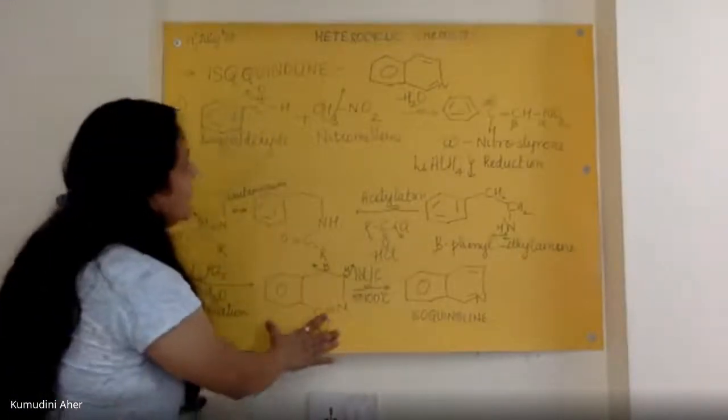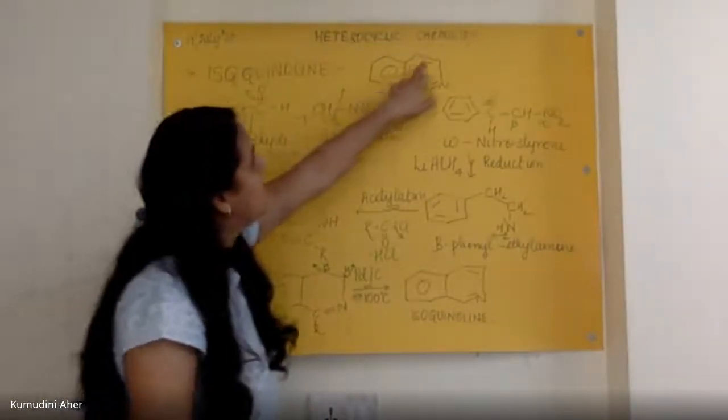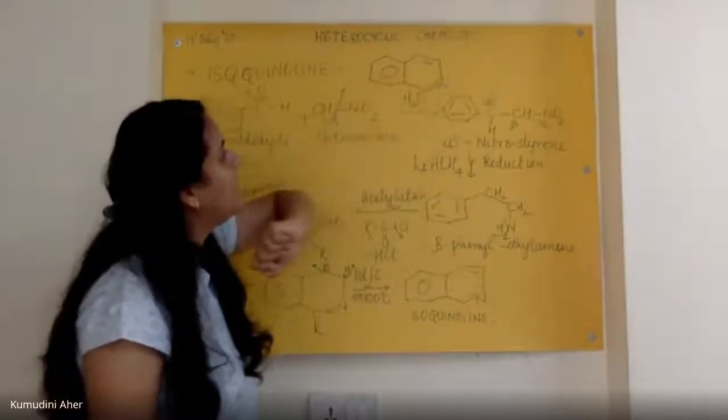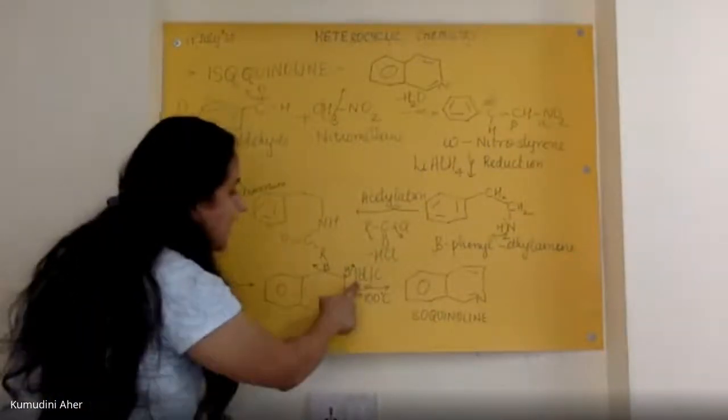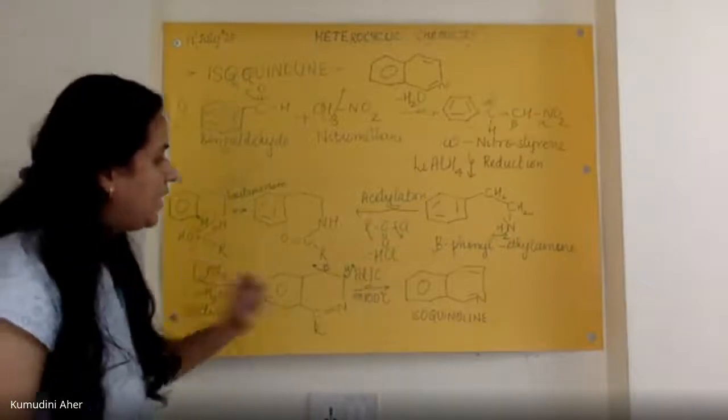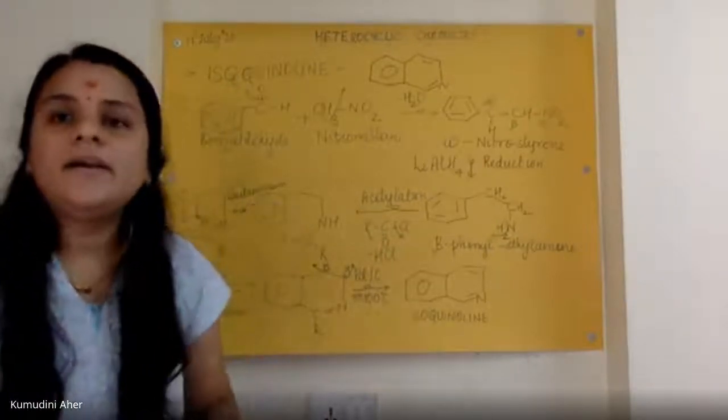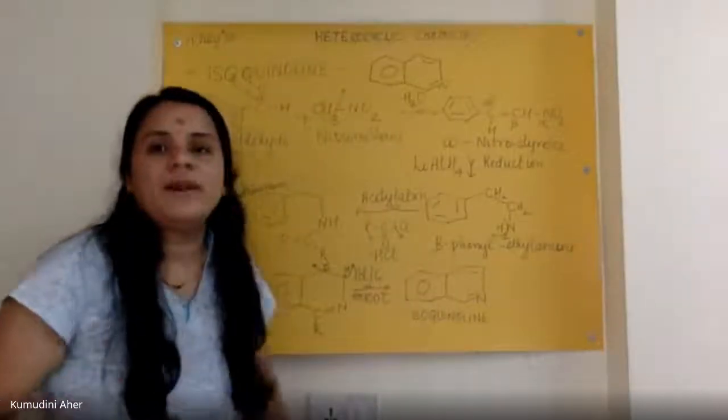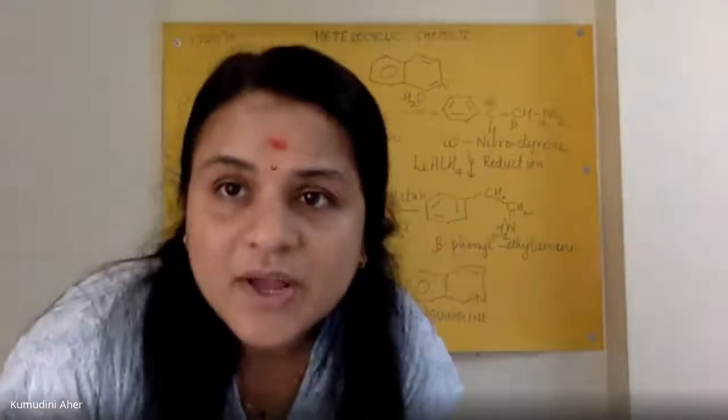Now, what is left to be achieved is this double bond. This double bond can be achieved using palladium as a catalyst on carbon support, and that takes place at 100 degrees Celsius. And finally, my synthesis of isoquinoline is achieved. Is this clear to everyone?